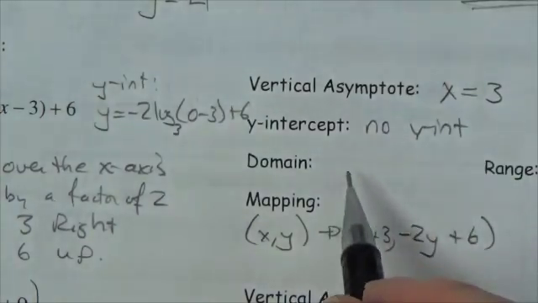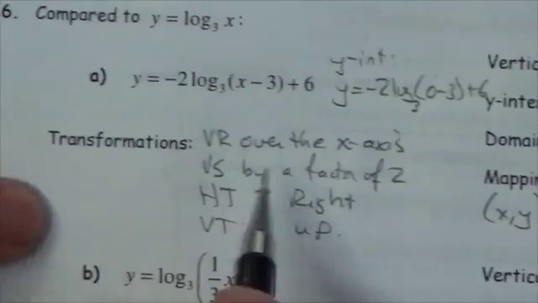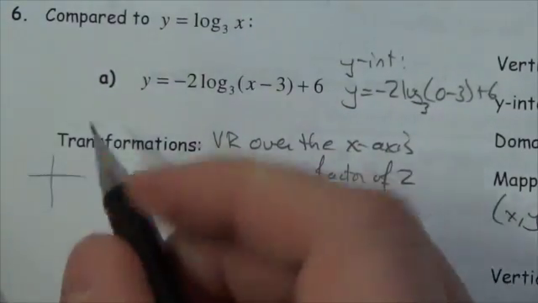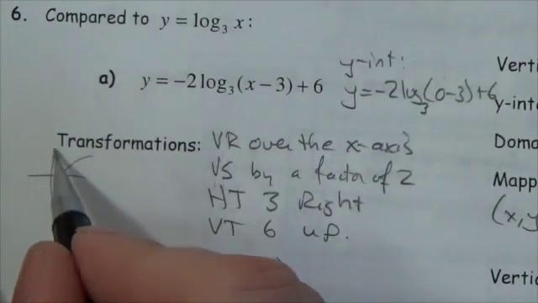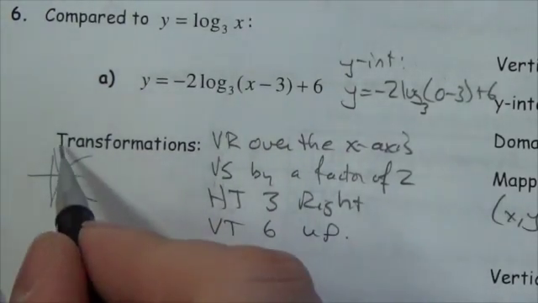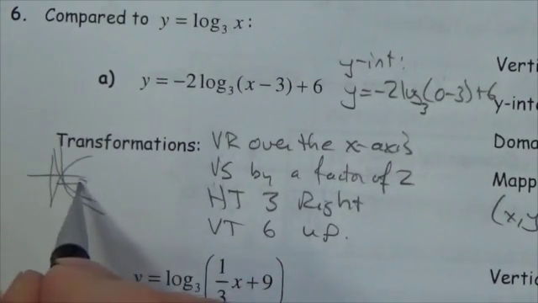Now, does that make sense? Let's just think about this. A vertical reflection, okay, a logarithmic function should look like this. It should look like this. A reflection over the x-axis is going to make it look like this. Vertical stretch by a factor of 2 is going to make it look like this. 3 to the right is going to move it this way.